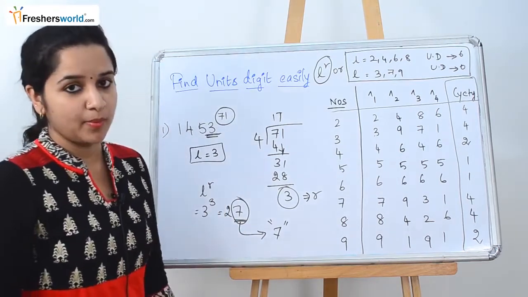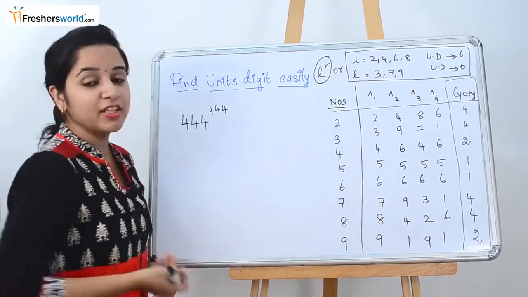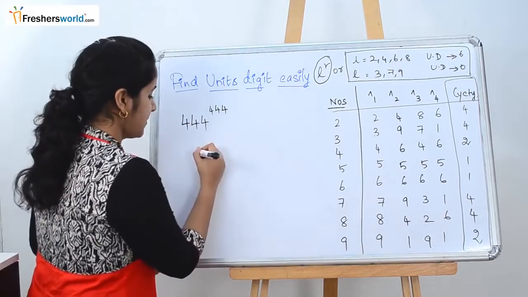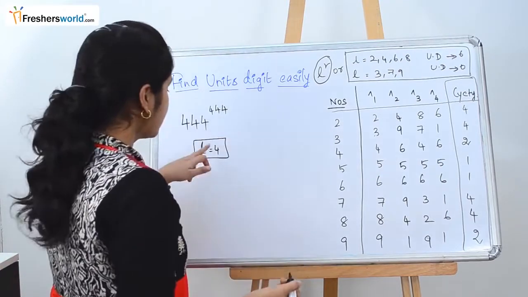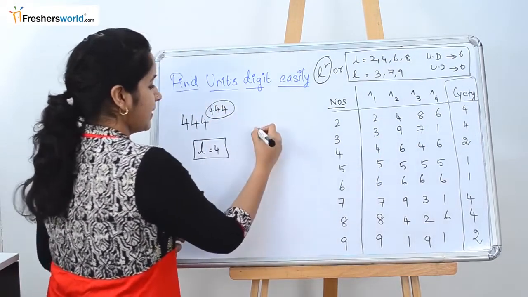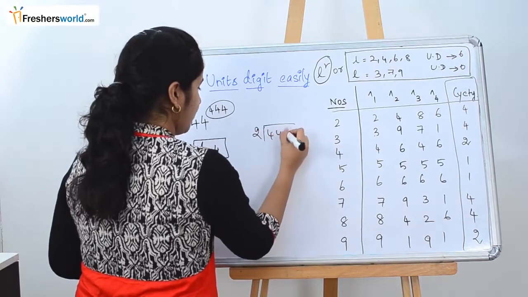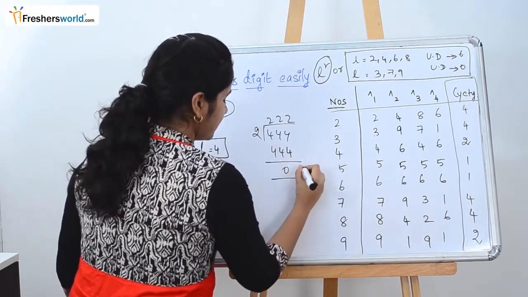Let's solve another problem. The question is 444 to the power 444. Find the units digit of it. What is the first step? L is equal to 4. Next, for 4, the cyclicity is 2. So you are going to divide the power by 2: 2 into 444. The remainder is 0.